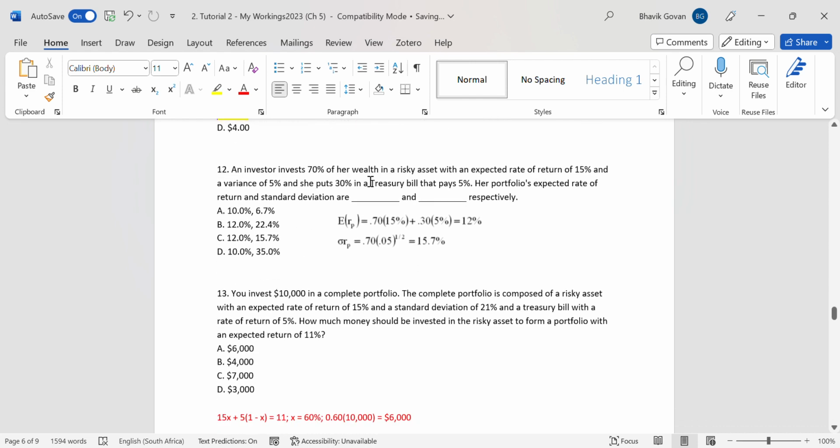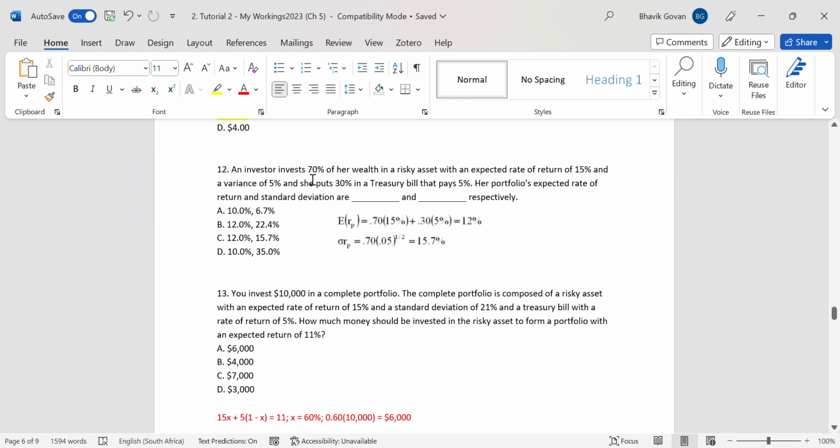An investor invests 70% of her wealth in a risky asset with an expected rate of return of 15% and a variance of 5%, and she puts 30% in a treasury bill that pays 5%. Her portfolio's expected rate of return and standard deviation are what?